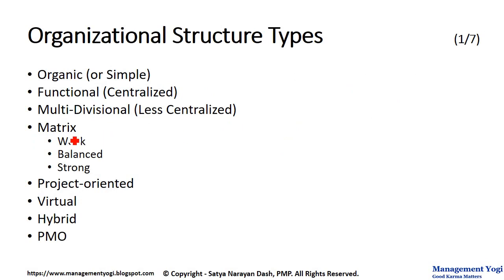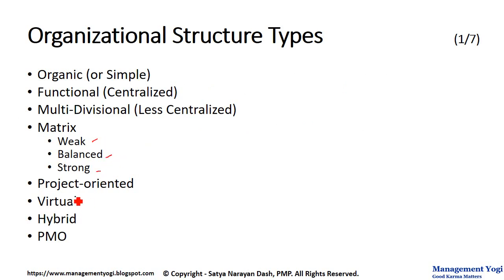Matrix organizations. By default, if you are a project manager, you can assume you are working in a matrix organization, unless the question is telling you particularly it is a different kind of organization, or the question is leading you in a direction that it is a different kind of organization. Otherwise, always assume when you are addressing the question in the PMP exam that you are in a matrix organization. There are three kinds of matrix organization: weak matrix, balanced matrix, and strong matrix.